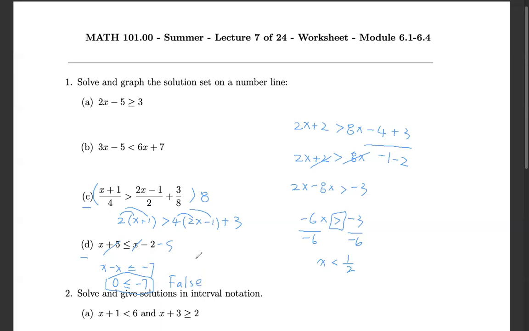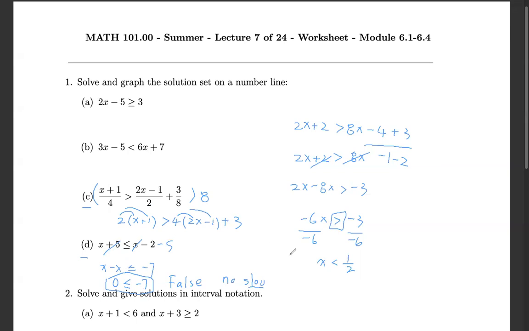What does this mean to us? It means no solution. There is no number that can make this inequality true. x cannot be any number to make this inequality true, because we get 0 less than or equal to -7, which is impossible. 0 is bigger than -7. So no solution for this.